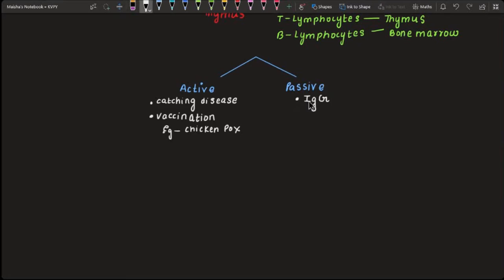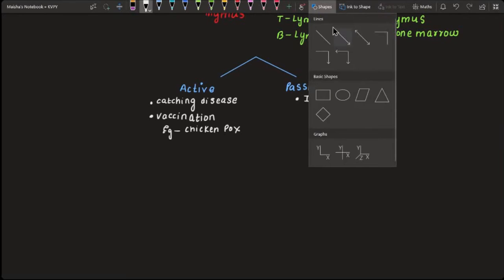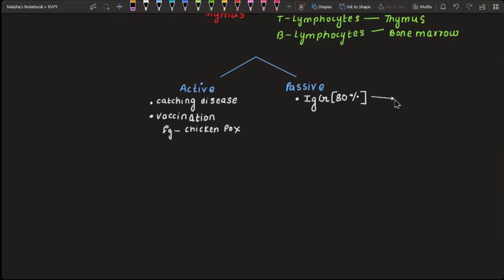So there are several kinds of antibodies which are present. The two most prominent kinds of antibodies are IgG. So IgG is immunoglobulin G, G stands for gamma chain. And this is one of the most abundant antibodies present in the body. So this IgG antibody is passed on to the fetus through the placenta.